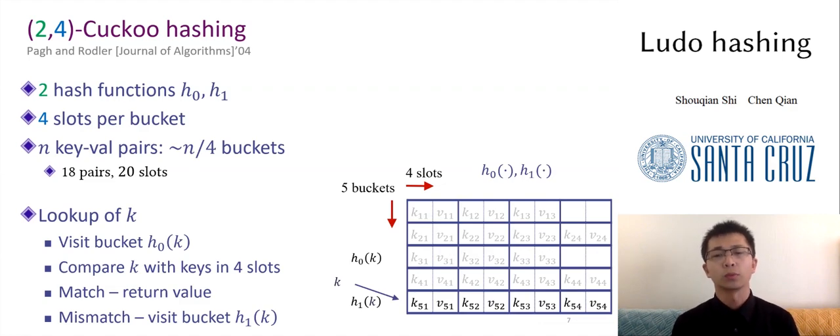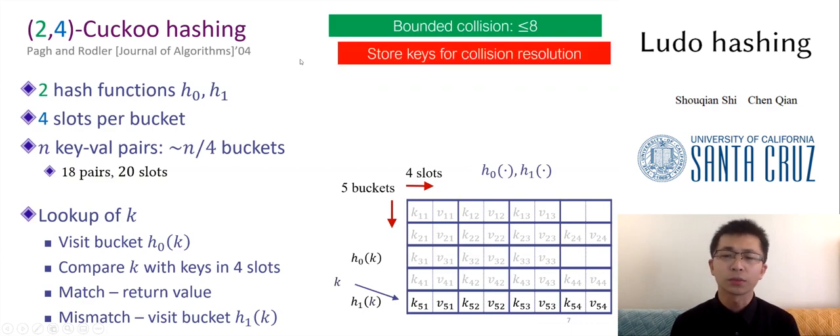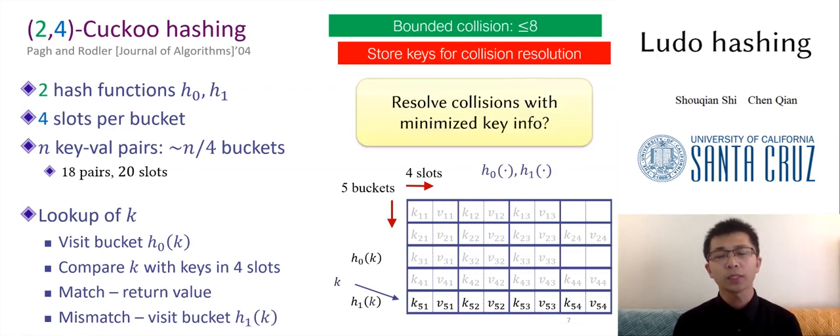The 2-4 cuckoo works out great in many practical systems because it bounds the number of collisions to no more than 8, which indicates a guaranteed constant lookup time. However, it still needs to store the keys to resolve the collisions, which takes a lot of memory space. The question is how to resolve the collisions while maintaining minimized key information.